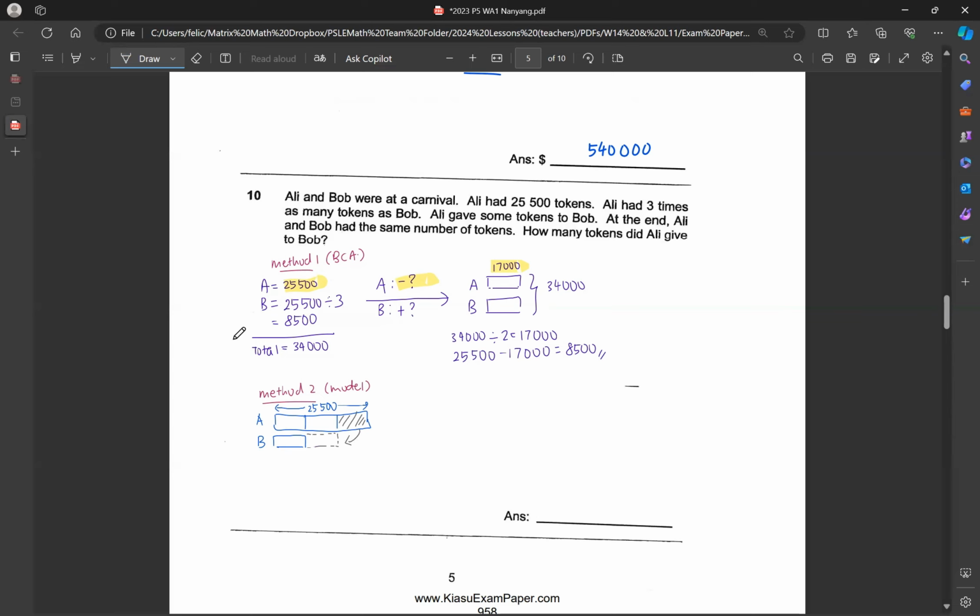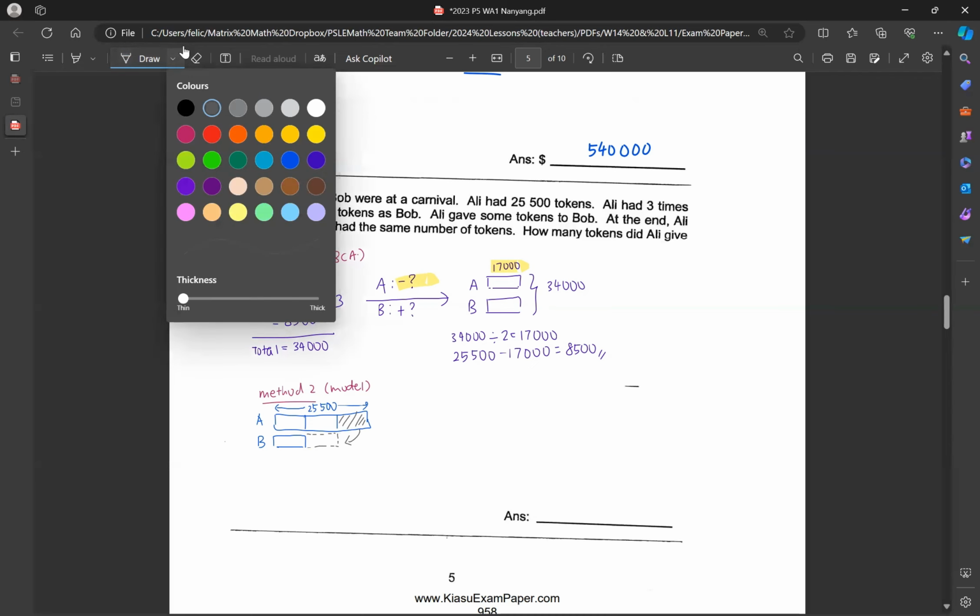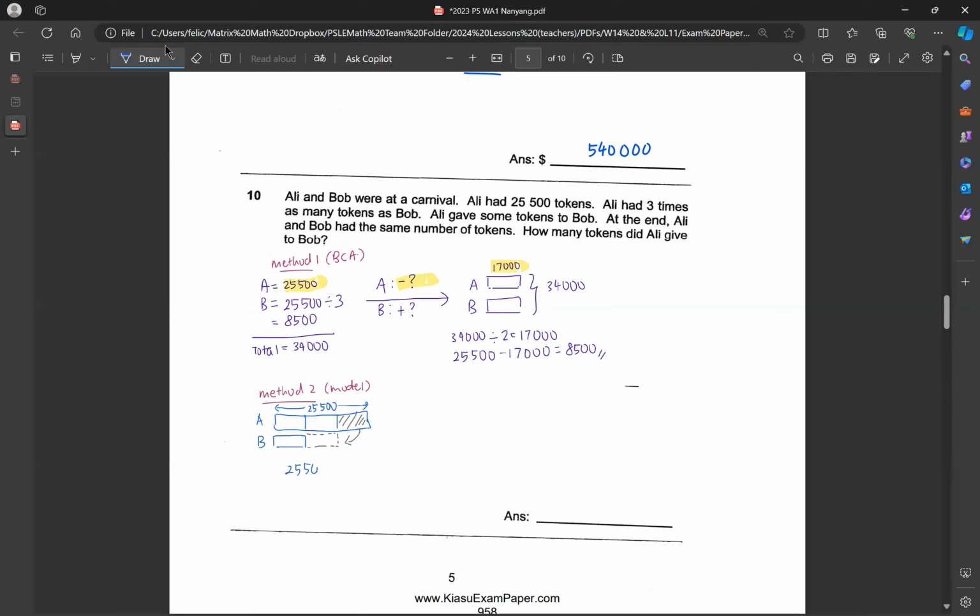Okay, notice that the white models, Ali now has 2 units after giving away. Bob now also has 2 units. So your answer lies in the shaded part that he's giving to Bob. So actually that shaded part essentially is just 1 unit, right? So if that's just 1 unit, notice that it's actually just 25,500 divided by 3. So that 8,500 is what he gave. So this is your answer.